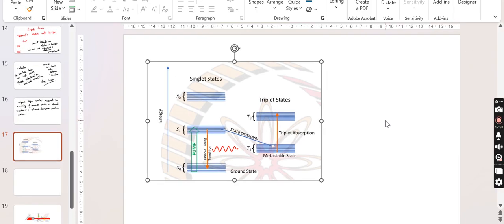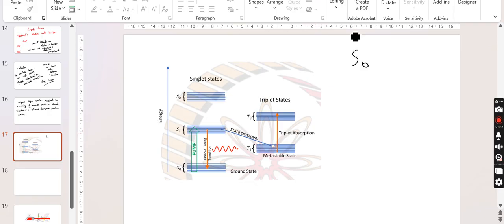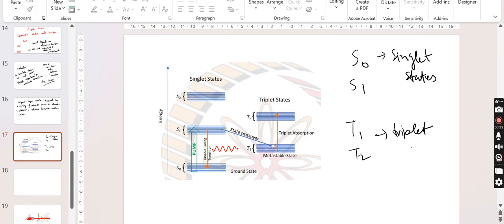This is the energy levels of the dye lasers. So basically S0, their singlet state, S0, S1 and all. And triplet states are mentioned by T1, T2. So singlet state, basically what is a singlet state?